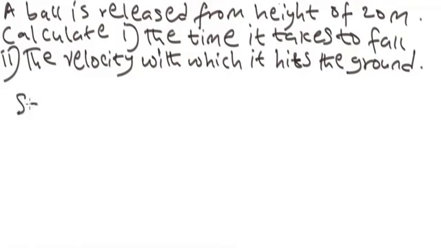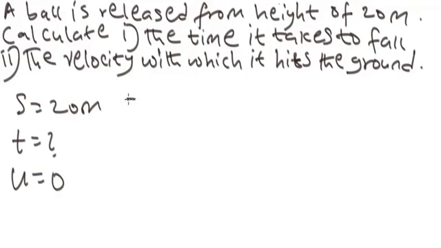In this case, we have our x distance to be 20 meters, and we are looking for time first. We don't know the time. Our initial velocity is going to be 0, so u will be 0. Let me explain. Let's say this is a tall wall, and somebody is standing here and releases a ball from this height.